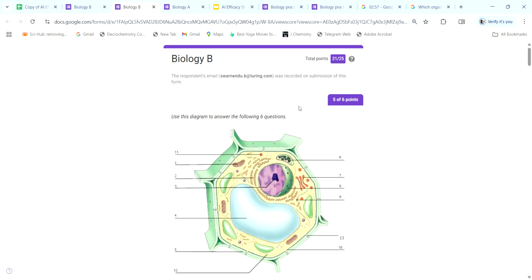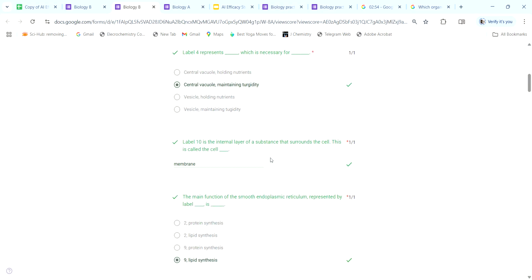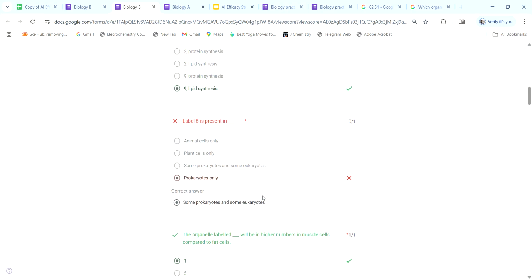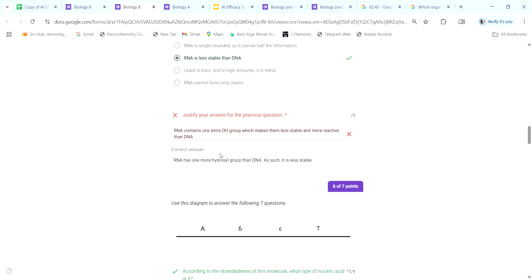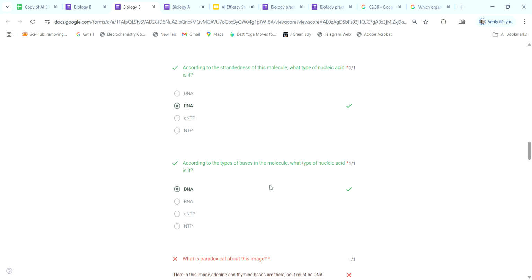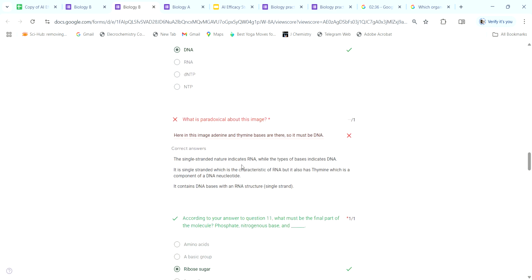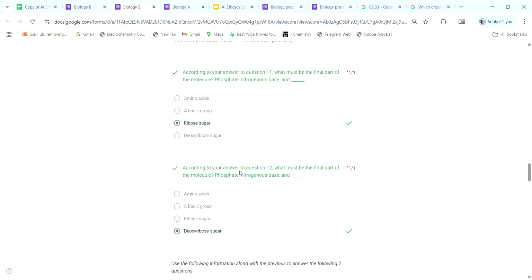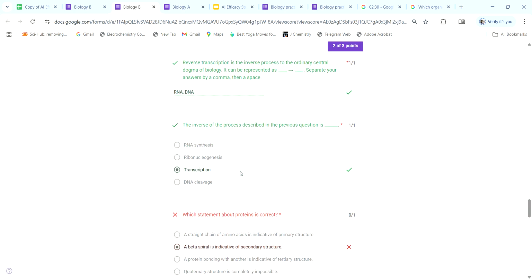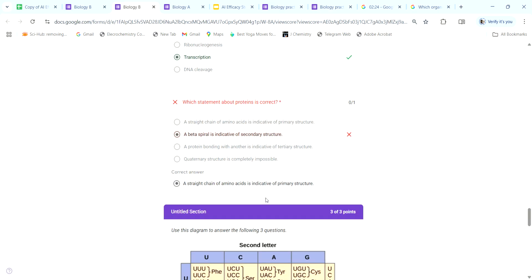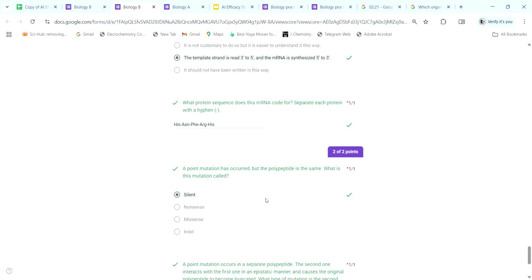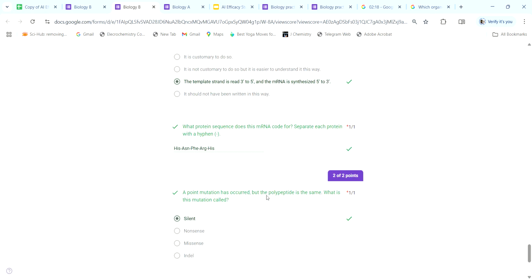21 out of 25. So these are correct. Level 5 is some prokaryotes and some eukaryotes. These are correct. And one more has the same answer written. Why is it given incorrect? I don't know. The straight chain of amino acids is indicative of primary structure. Okay. All are correct. So I have completed my test and the score is 21 out of 25.